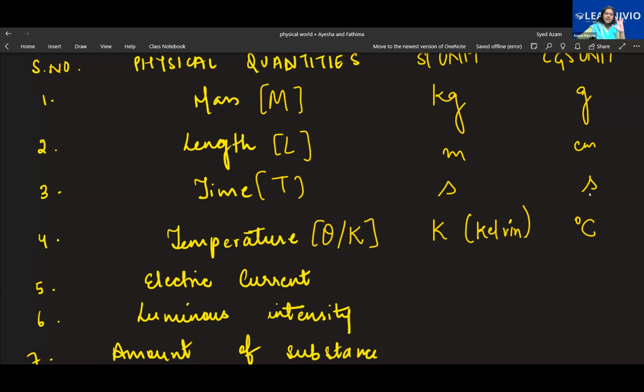Class, till here, till this table, you need to know the SI also, you need to know the CGS also. Both SI and CGS should be remembered by you. And how you represent it.